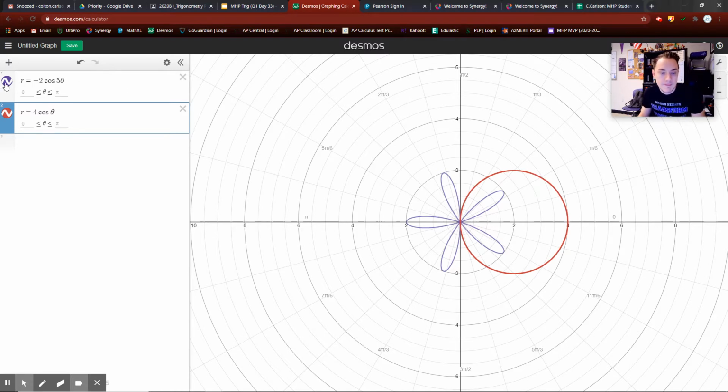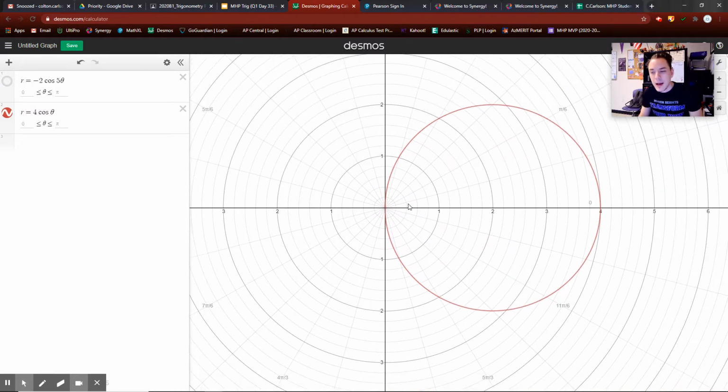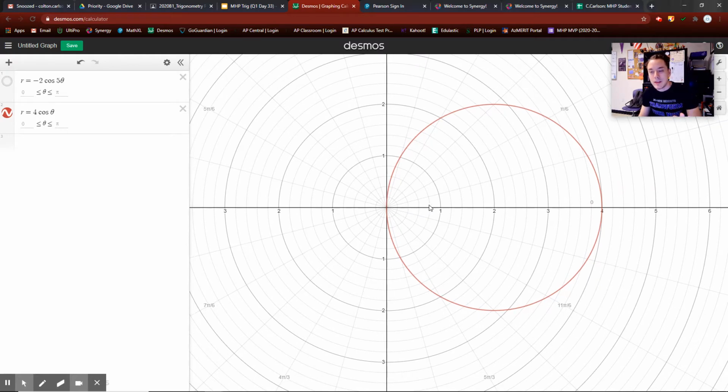Like I said, boom. The bad thing about this, what I don't like about the polar graphs, is you can't click on the points like you can with x, y rectangular coordinates. Whatever. So my radius here is actually 2. So 2. Cool, right? Maybe.